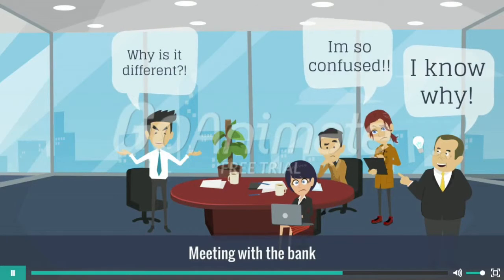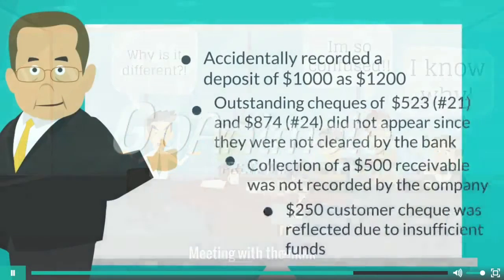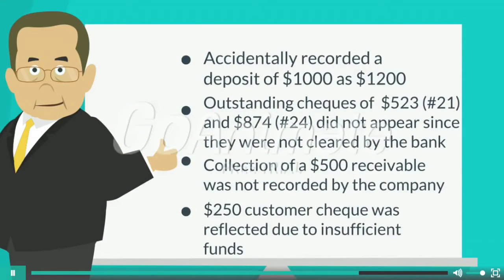As they go through each statement, they identify many reasons why the two balances are different, such as the bank erroneously recorded a deposit of $1,000 as $1,200. Thus, they must reduce the amount by $200. They have also found two outstanding checks of $523 and $874 that were not included due to being written up late. A collection of $500 receivable was not recorded, and a $250 customer check was returned due to insufficient funds.